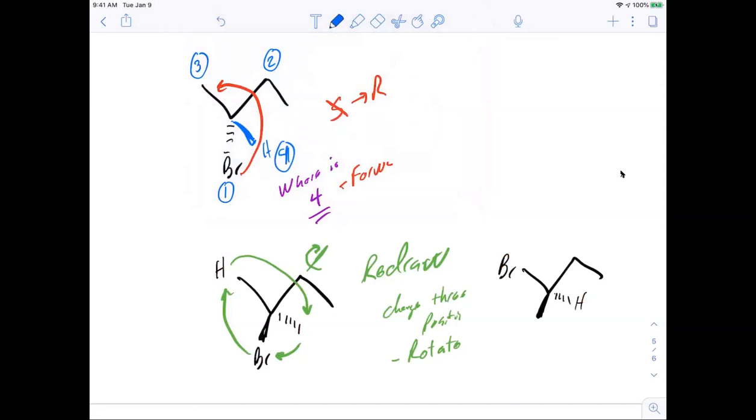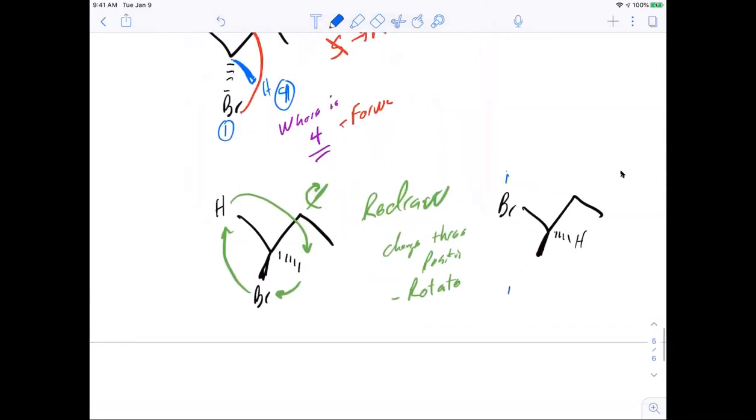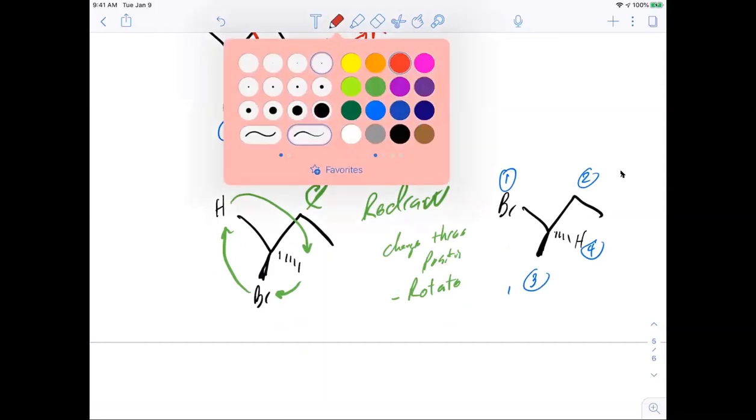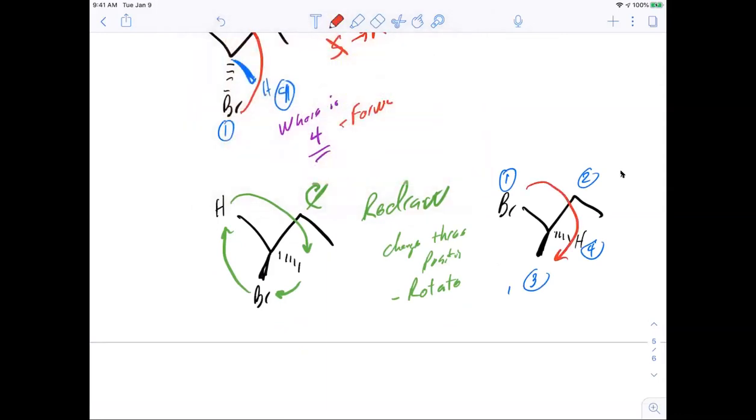ratios, right? So I have 1, 2, 3, 4. Doesn't matter if the hydrogen is back or forward, right? Just as long as it's back or forward. If it's in the plane, I need to redraw it. So therefore 1 to 2 to 3, this is going in the clockwise direction, so that's right. And where's my lowest priority? Lowest priority is back, so it stays R.